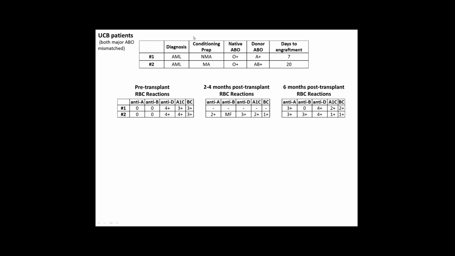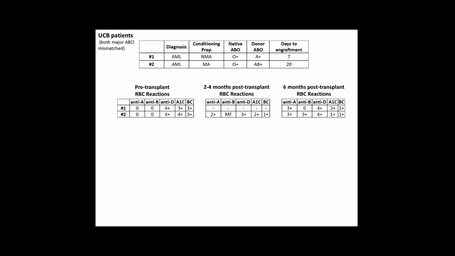In the cord blood group, both of these patients received ABO major mismatched transplants. They both had diagnoses of AML. Patient number 1 received a non-myeloablative conditioning. Patient number 2 received myeloablative conditioning. They both were native blood group O. Patient number 1 received an A product and 2 received an AB product, and their days to engraftment are listed there.